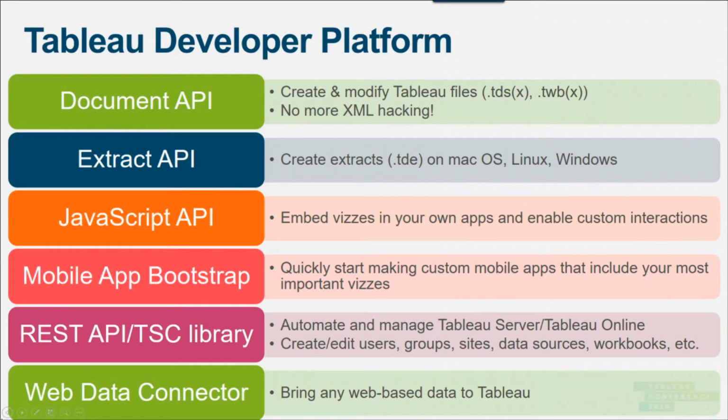Here's a list of the growing family of APIs that we have in Tableau today. We have the Document API, Extract API, JavaScript API, Mobile App Bootstrap, the REST API, and the Web Data Connector. When I joined Tableau 2 years ago, we actually only had two of these APIs, the Extract API and the JavaScript API. So that gives you an idea of how quickly we're adding APIs and improving our developer platform. Each of these APIs has its own purpose, so it's important to understand what each of them does to be able to pick the right tool for the job that you have.